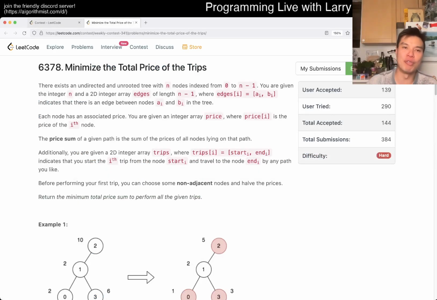This is me going through Q4 of the weekly contest 341, Minimize the Total Price of the Trips.